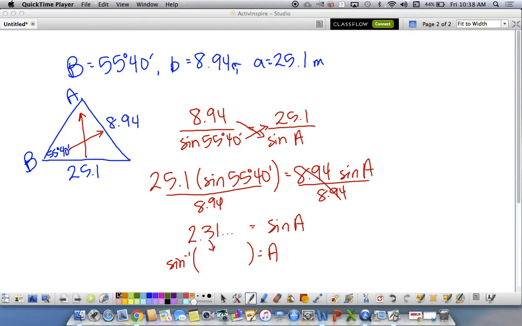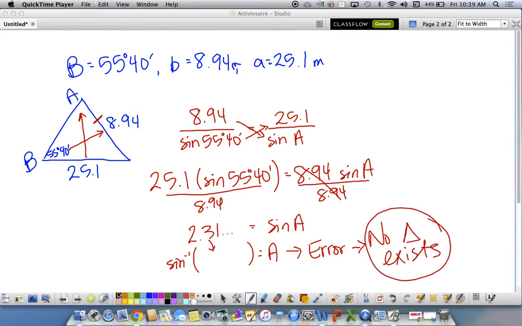No, it cannot. It means side A is too short and does not connect to the other side. Okay? So since we got an error, that means no triangle exists. That's an answer: no triangle exists. You're done. You can't do anything else.